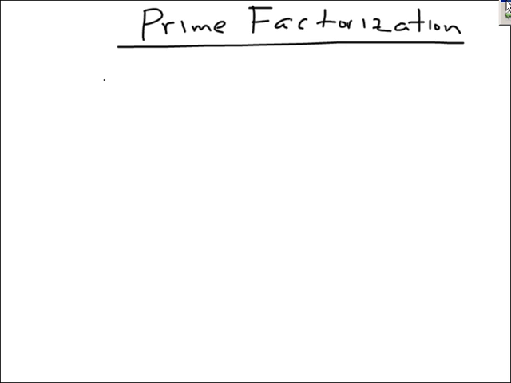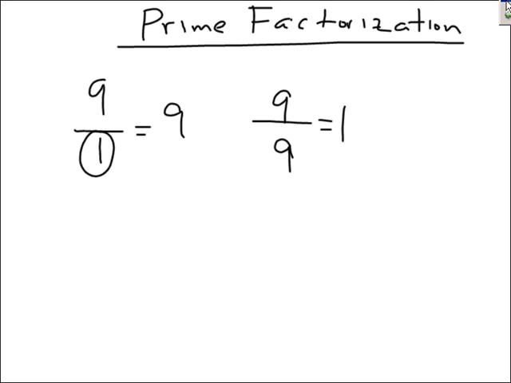For example, 9 is not prime. Yes, 1 goes into 9 evenly, and 9 also goes into 9 evenly. That's always going to happen. 1 goes into every number, and the number itself goes into the number one time. But there are other numbers other than 1 and 9 that go into 9, like 3. 9 is not prime.